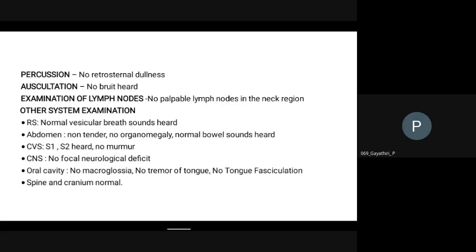Percussion: no retrosternal dullness. Auscultation: no bruit heard. Examination of other lymph nodes: no palpable lymph nodes in the neck region. Respiratory system: normal vesicular breath sounds. Abdomen: no tenderness, no organomegaly, normal bowel sounds. Cardiovascular system: S1, S2 heard, no murmur. CNS: no focal neurological deficit. Oral cavity: no macroglossia, no tongue tremor, no tongue fasciculation, and no lingual thyroid. Spine and cranium are normal.